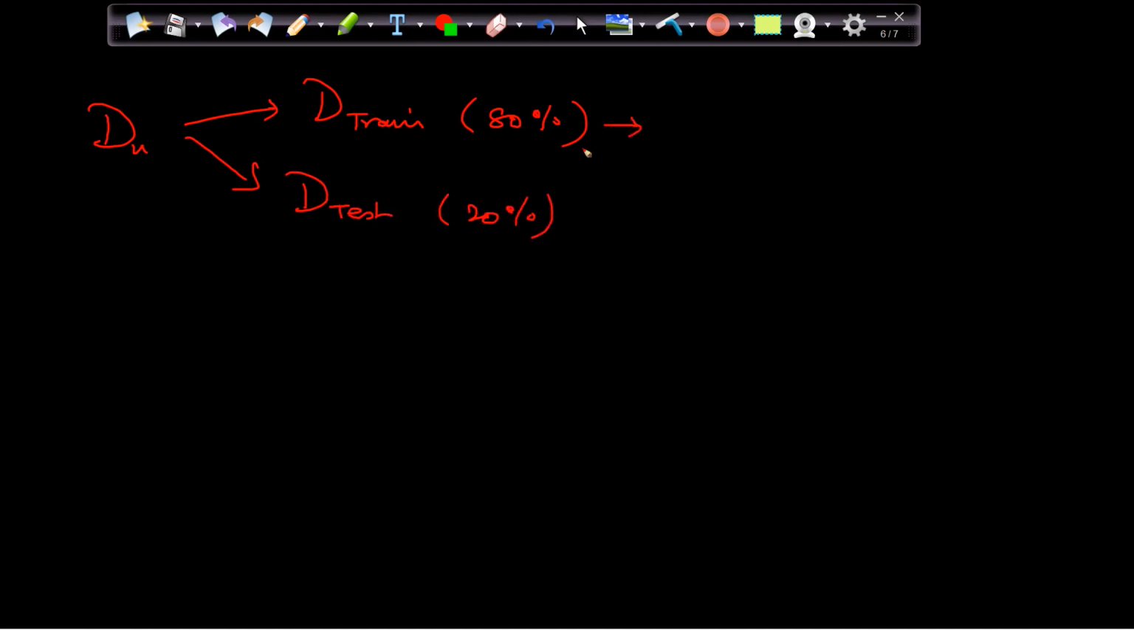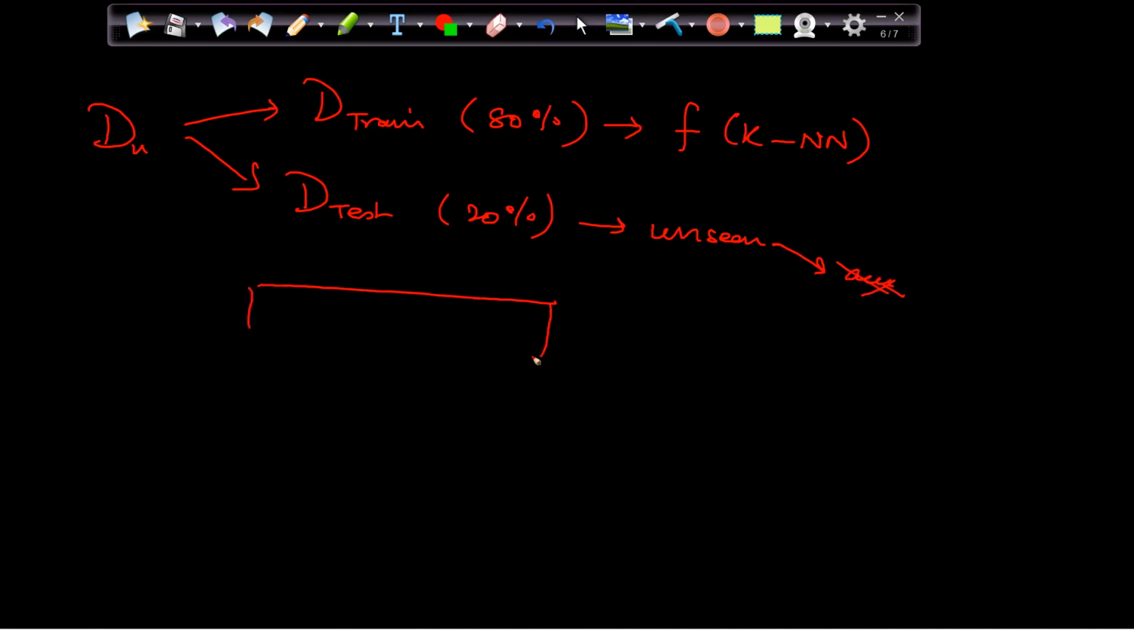I wanted somehow to create a function which will take care of this accuracy as well as the nearest neighbor calculations. And I want to make this test data unseen data. I don't want to use this to get the accuracy of the model, right? So what I will do, I will have this train data.